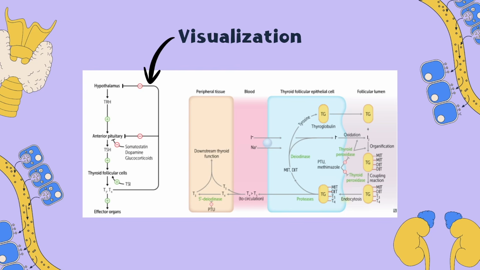IP3 increases calcium, and that gives us two secondary messengers. One of them is DAG, the other one is calcium. They activate protein kinase C, which then phosphorylates proteins in the anterior pituitary gland and causes the secretion of TSH. Now that TSH is secreted, it will go and bind to its receptor on the thyroid follicular cell.